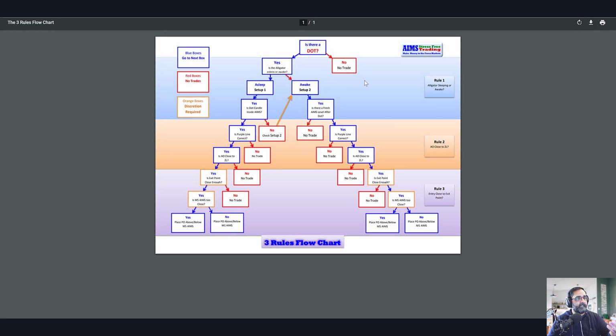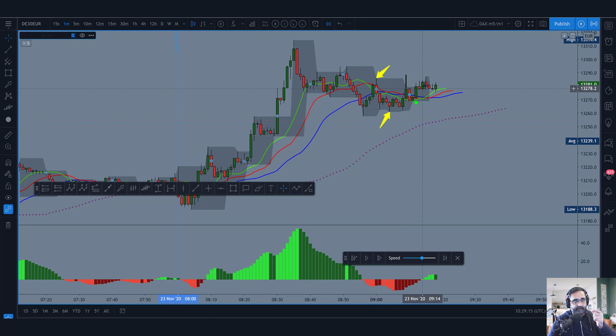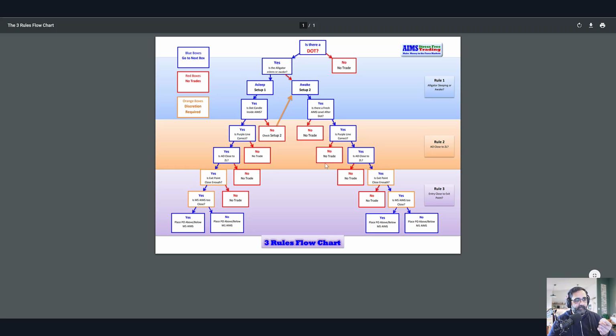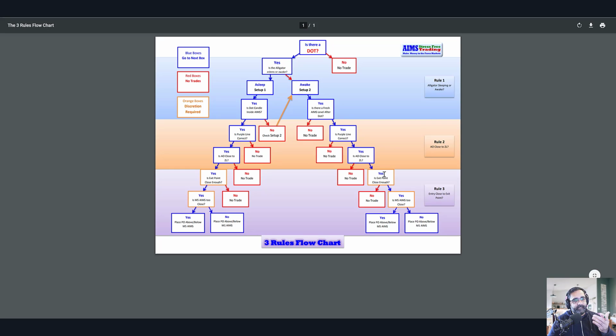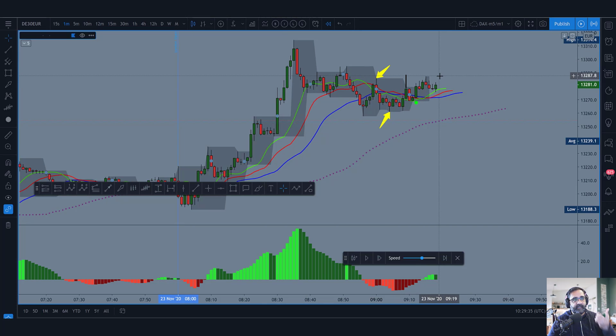It automatically takes me to setup 2. Is there a fresh AIMS level off the dot? That is the question. So we have a dot, and then I have a fresh AIMS box high. My gator is open. Now I'm going to the next question. Is the purple line correct? Yes. Why is it yes? Because the purple line is not mingled with the gator and it's below the box. It's going in the right direction. And then we look at, is the exit point close enough? That question comes again. Now I'm going to calculate where my entry is. It's 87, so this is the level. Let's put a cross here.